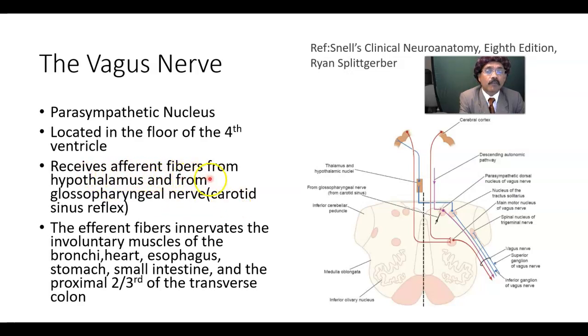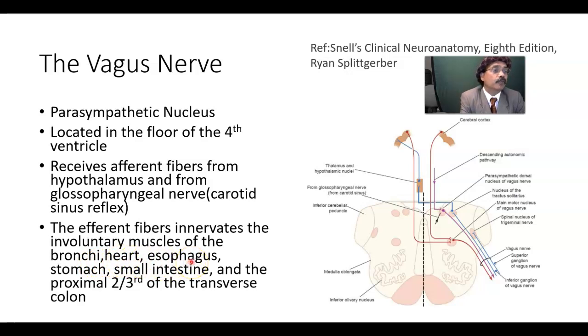So afferent fibers come from the hypothalamus. This is a descending autonomic pathway. We know that the autonomic nervous system is controlled by the hypothalamus. Efferent fibers innervate the involuntary muscles of the bronchi. Bronchi have smooth muscle, the heart has cardiac muscle, which is also involuntary muscle.